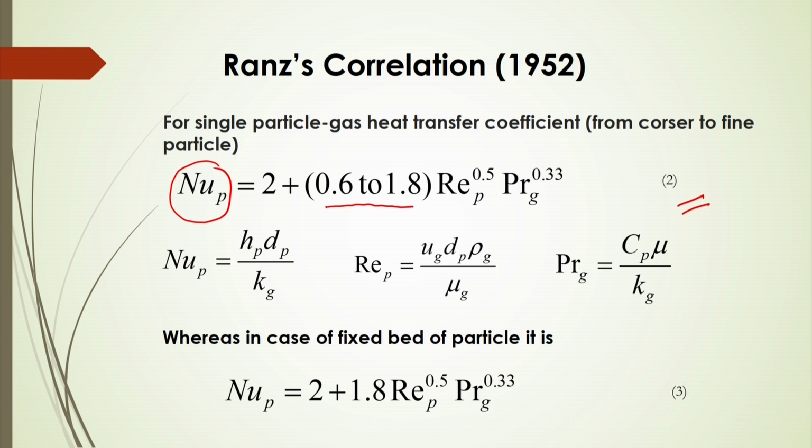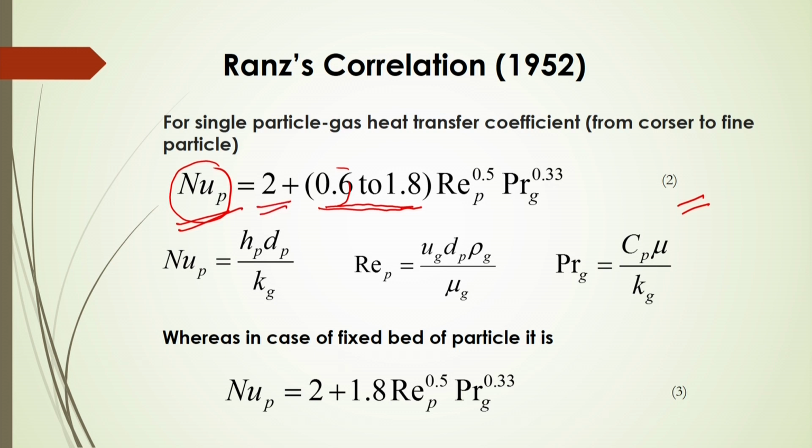In this case, for single particles, the coefficient 0.6 to 1.8 will change according to whether the particles are finer or coarser. For finer particles it is 1.8, for coarser particles it is 0.6. If there is no flow of the gas or fluid inside the bed, then there will be natural convection of the heat, natural transfer of the heat, and the Nusselt number will be equal to 2.